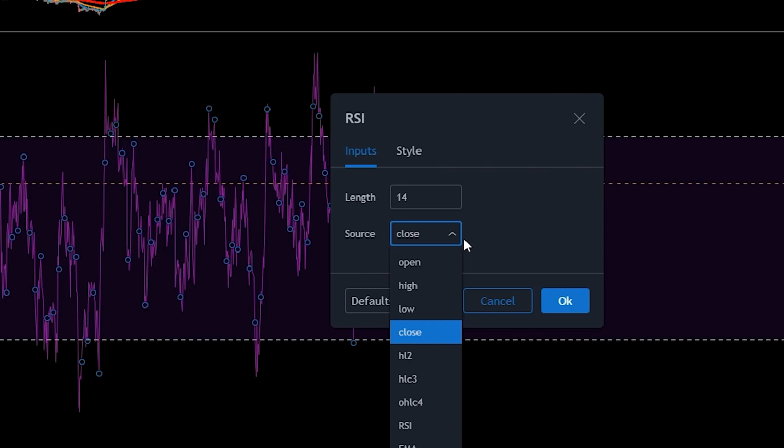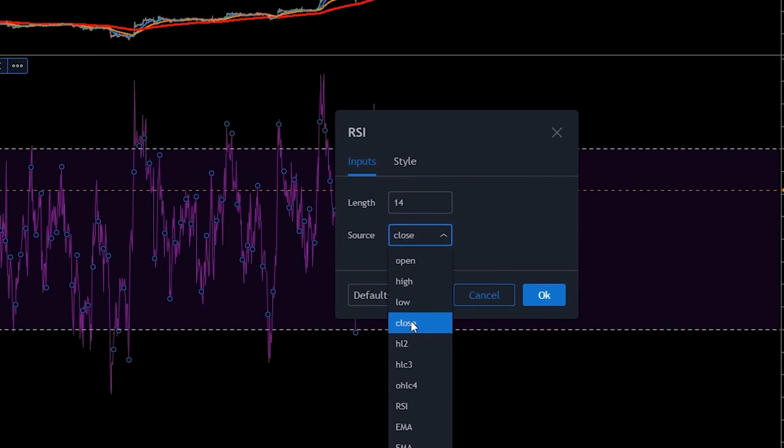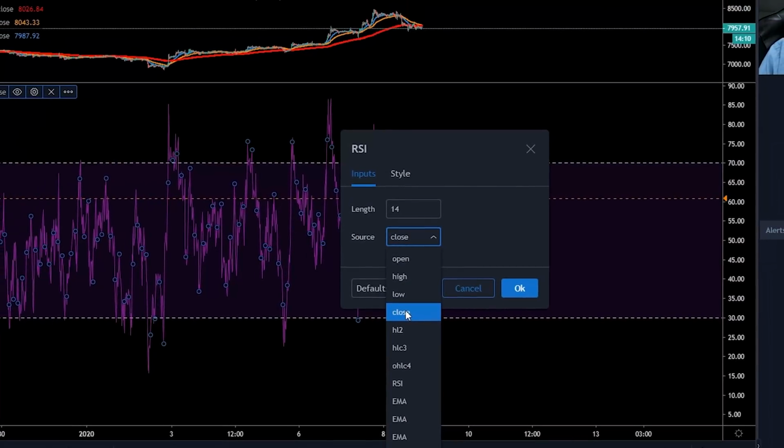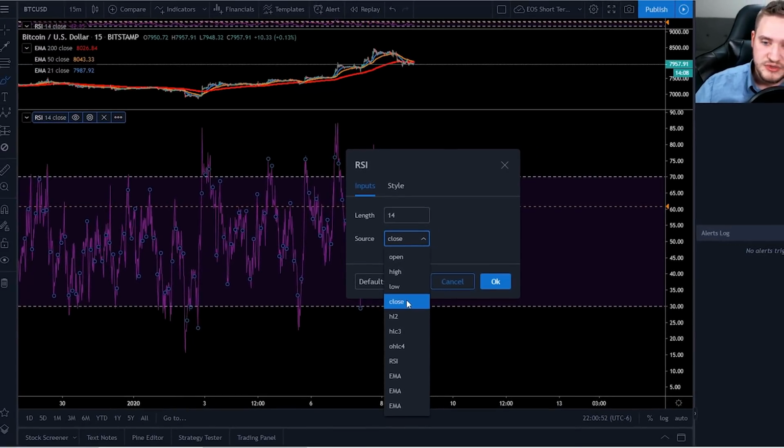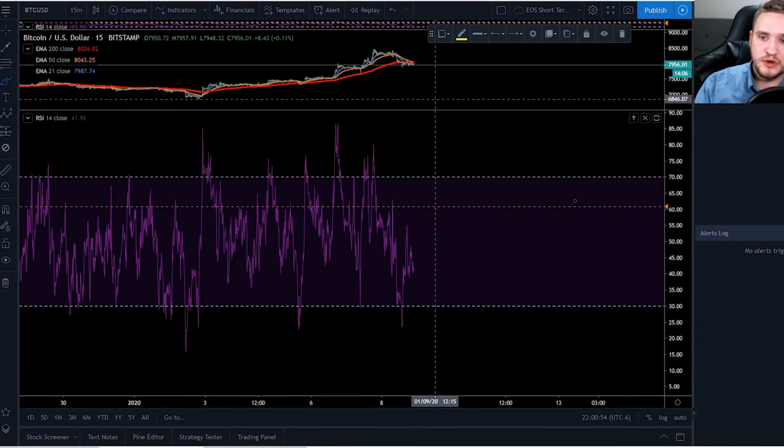So you're basically plugging in this number here, and it's basing the strength of the market and giving you a reading, an indicator based off of this source. In other words, right now we're on close, and that's the most common that you're going to see for RSI. And what that means is the candle close.